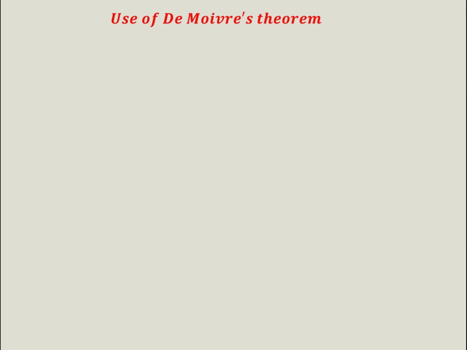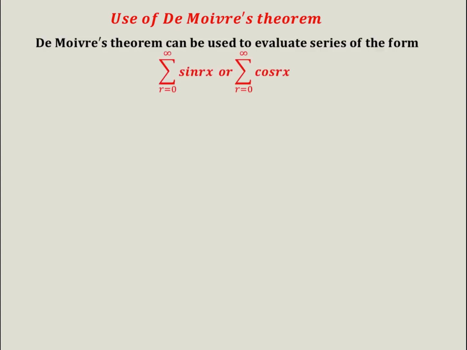Welcome. In this part of our series involving the evaluation of series written in sigma notation, we will be focusing on the use of De Moivre's theorem. Generally, De Moivre's theorem can be used to evaluate series of the form summation from r equals 0 to infinity of sin rx, or summation from r equals 0 to infinity of cos rx. So those cases involve the trigonometric functions sine and cosine.